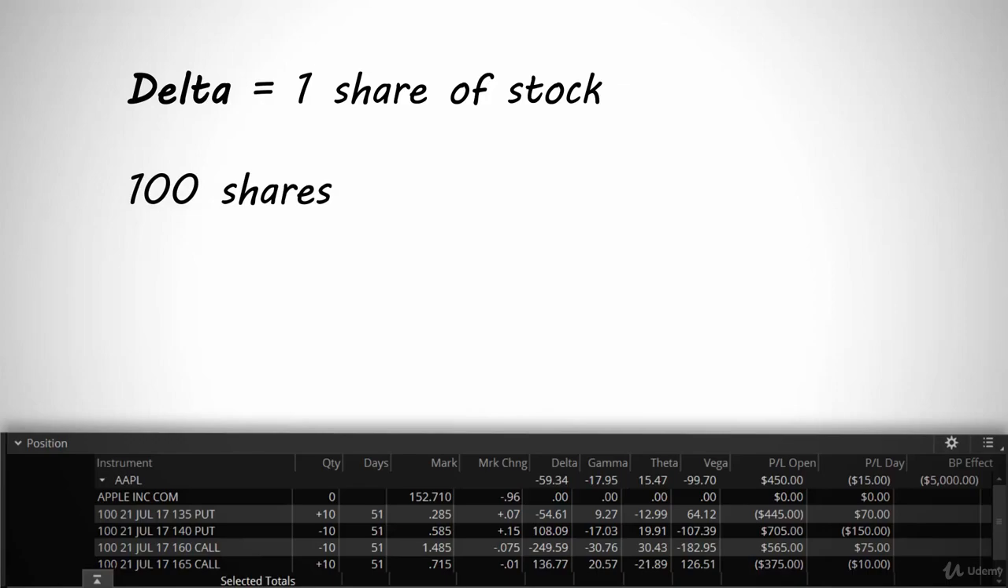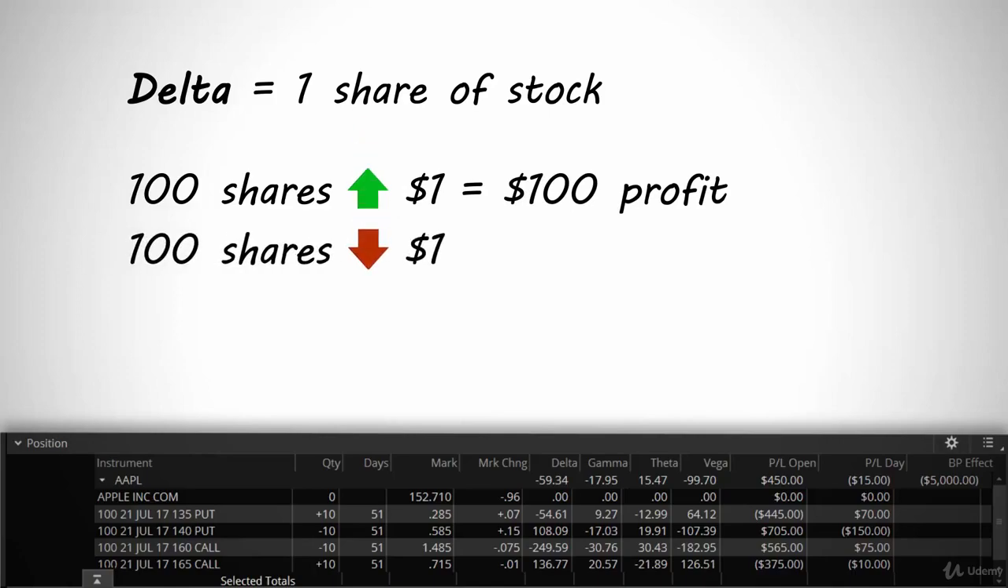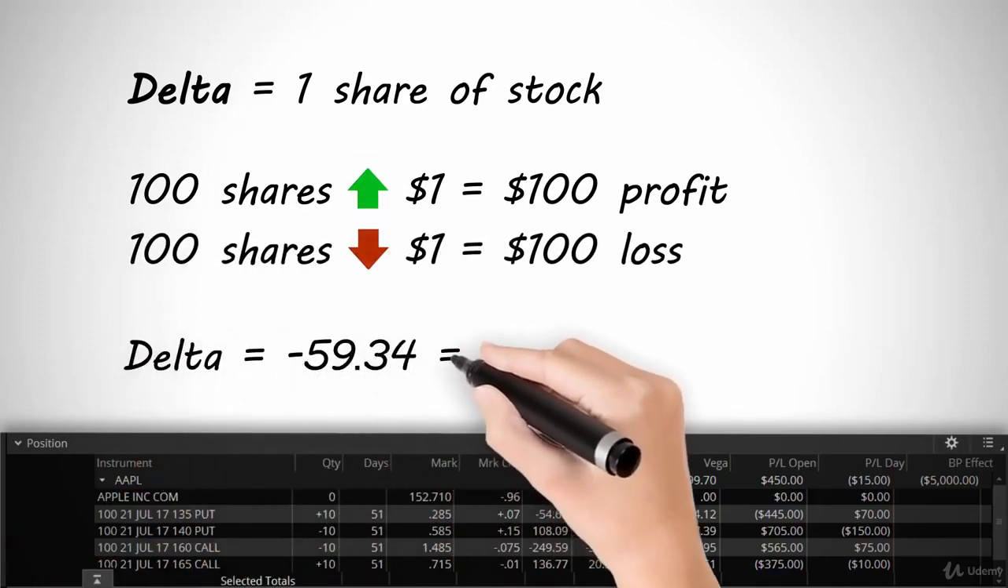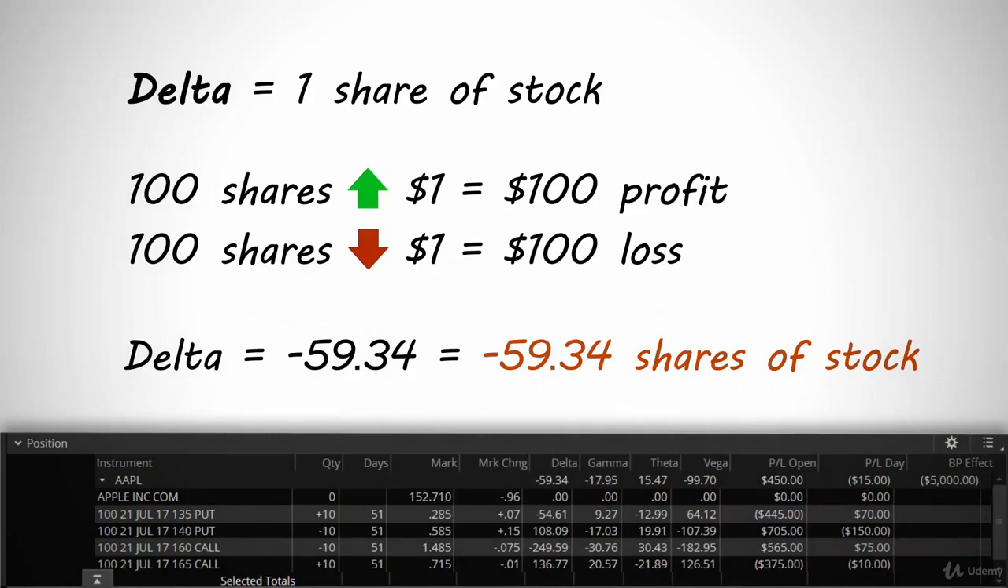If we own 100 shares of stock and the stock goes up $1, we make $100. If it goes down $1, we lose $100. The same is true for deltas. If we have a position of negative 59 deltas, then it's equivalent to being short 59 shares of stock. The position delta of negative 59 is fairly small, which is typical in the case of an iron condor. A position like this mainly makes its profit from taking advantage of volatility and time decay and has limited effect from stock price movement. We're going to learn more about that later, but for now, just make sure you understand the delta and how it can affect a position.